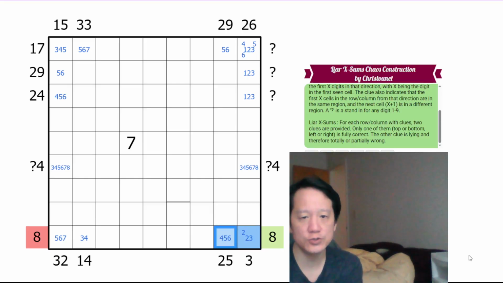So either it's 2, 6 here, or it's 3 with 1 or 4. So this can never be a 5 here. So it's either 2, 6, or it's 3, 1, and 4. We don't know.